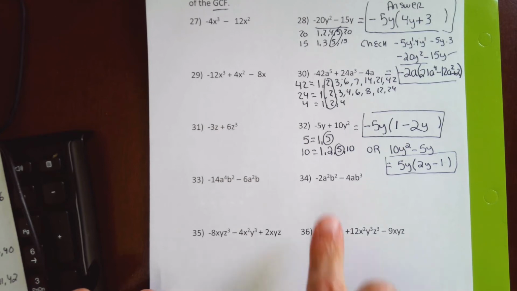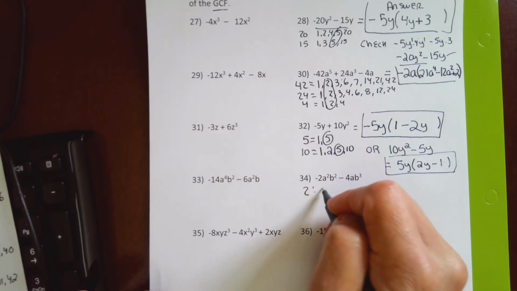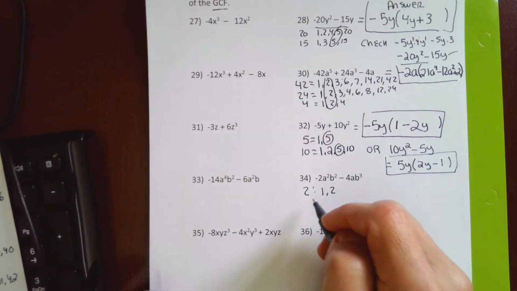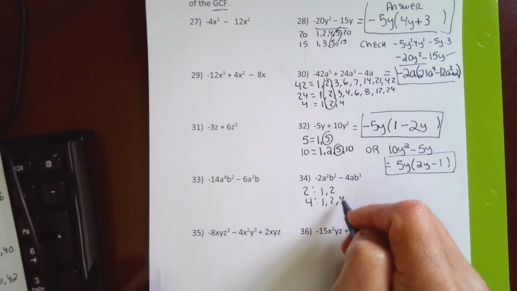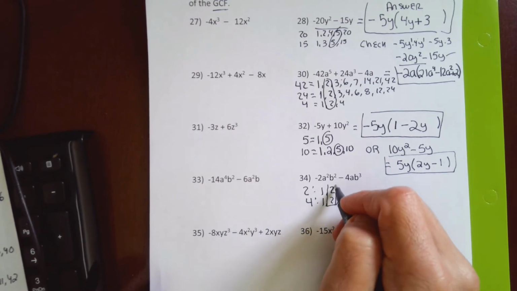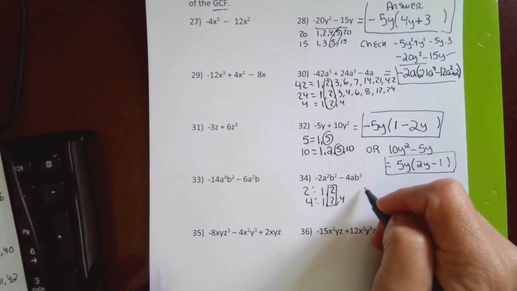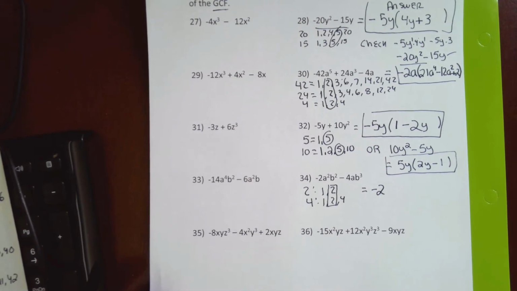If I move down to 34, if I look at the factors of 2, the factors of 2 are just 1 and 2. These equal signs seem silly. Colons almost seem more appropriate. If I look at the factors of 4, the factors of 4 are 1, 2, and 4. So the number part I want to factor out is 2. The first term is negative, so I'll find the opposite of the GCF, which is going to have a negative in front of the GCF.